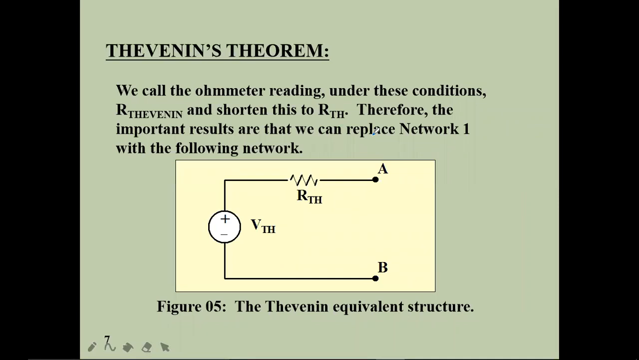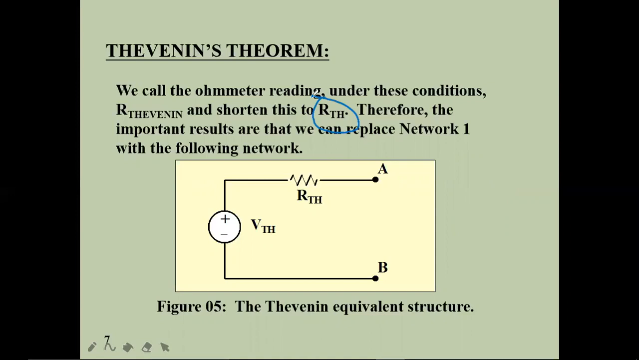This is the Thevenin's equivalent circuit, as you already know from figure 7. We call the ohmmeter reading under these conditions R Thevenin, or RTH for short. Therefore, the important result is that we can replace network 1 with the following network. So I am going to replace the entire network with two elements: one is an active element, one is a passive element.